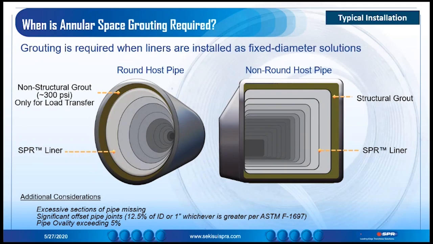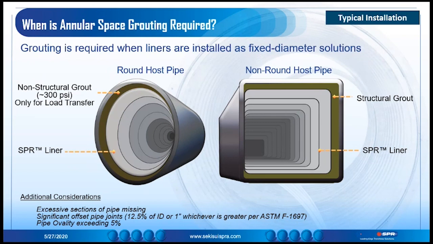As I mentioned before, the SPR method for these types of custom rehabilitation will require a fully structural fixed diameter liner. Therefore, grouting will be required to fill the annular space between the liner and the host pipe. But before selecting any of our lining products, we also need to determine when grouting is required. Grouting within a spiral wound rehabilitation is generally required when excessive sections of the host pipe are missing, when separation between pipe joints of more than 12.5% of the ID are created, and when over time the original shape of the pipe has reached ovalities of greater than 5%.